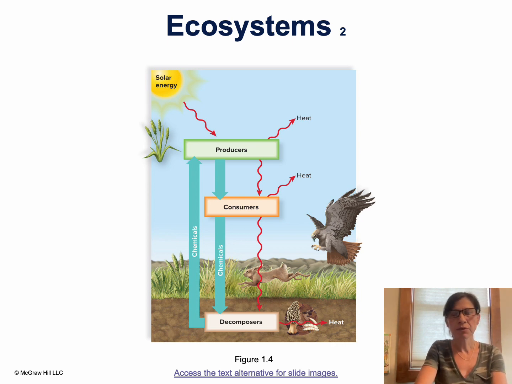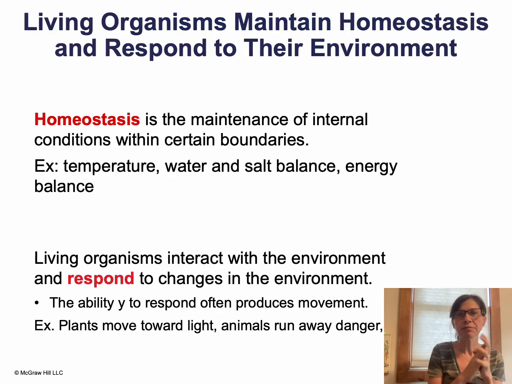Okay, so we've talked about living things being organized. We've talked about living things requiring energy. Now we're going to say that living organisms also have to maintain what is referred to as homeostasis. Homeostasis is sometimes called just balance, or steady state is actually what it means. And so organisms must maintain their internal environment within a certain range in order to live.